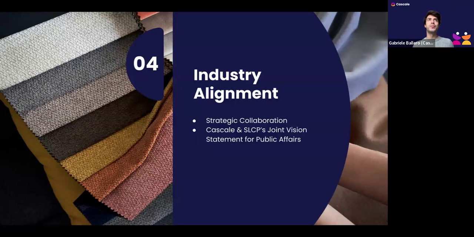So to give a step back, at the beginning, I mentioned that Cascale and SLCP are actively deepening their strategic collaboration to better align tools and strategies to improve global working conditions. As part of this work, we've developed a public affairs joint vision statement with some concrete examples of how we are committed to supported members in different areas. Now, Elizabeth, why don't you tell us a bit more about this?